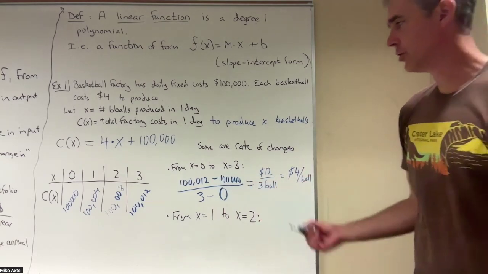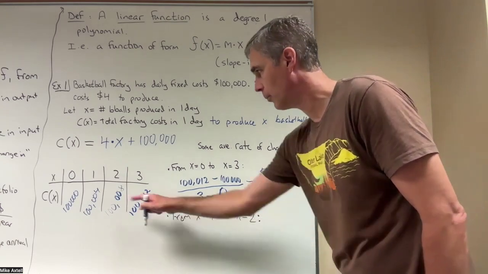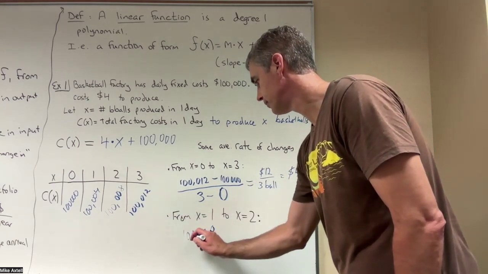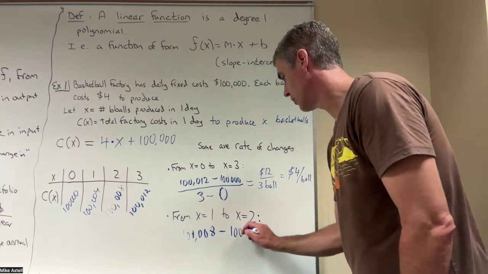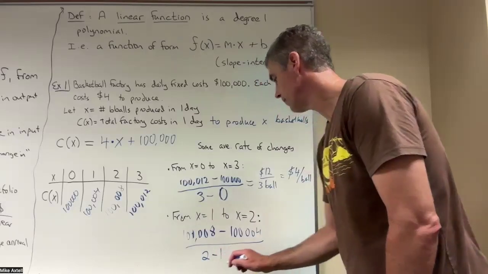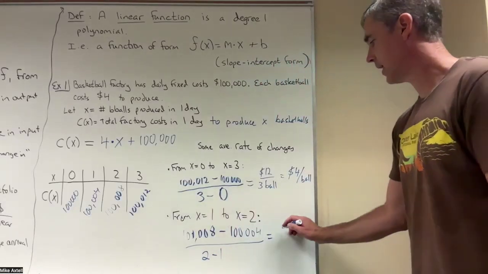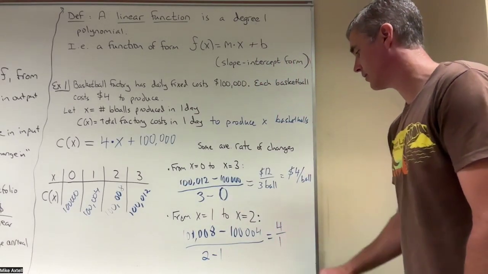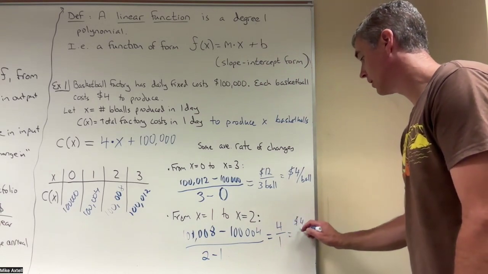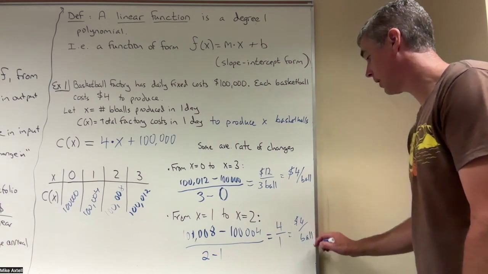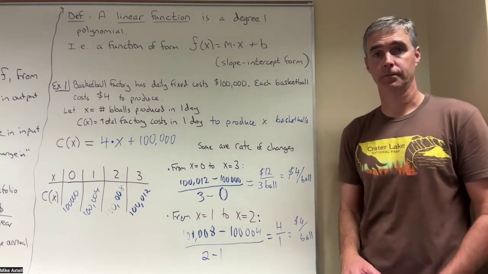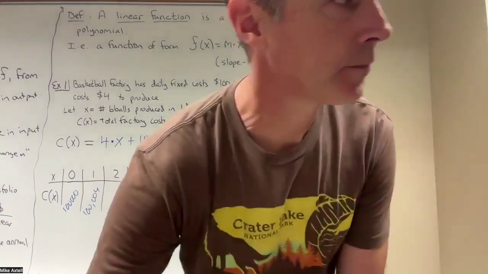And let's just go from 1 to 2 as well. I'll go a bit more quickly here. The output at 2 is 100,008. The output at 1 was 100,004. And over 2 minus 1. The difference on top is 4. Difference downstairs is 1. So that again gives me $4 per ball. And you're probably highly unimpressed by that. Fair enough. Okay. Next panel.